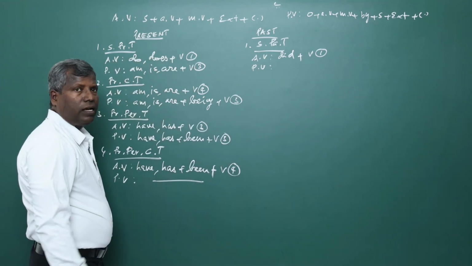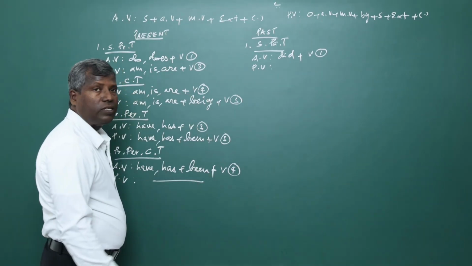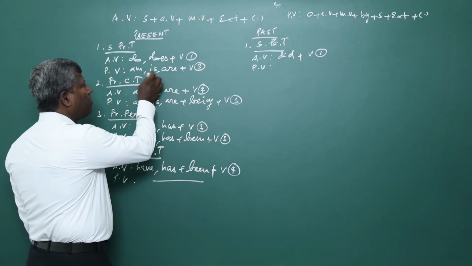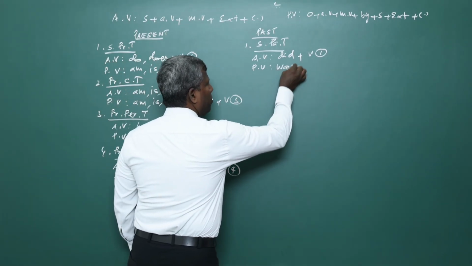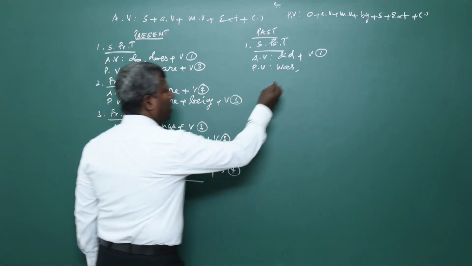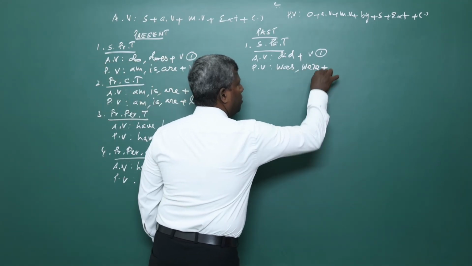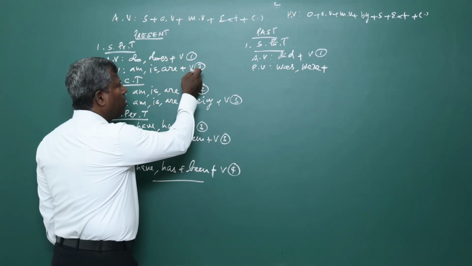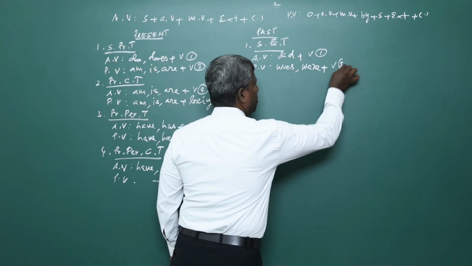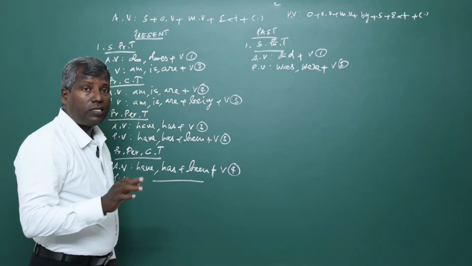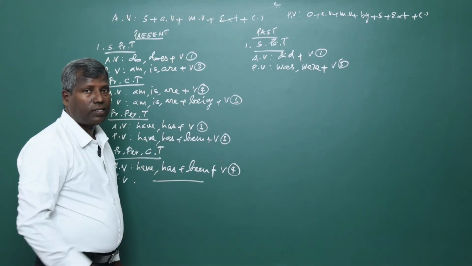Then what are the auxiliary verbs we use for passive voice and simple past tense? Then what is the past tense of am, is? Was. Then what is the past tense of are? Were. Then which form of the main verb should we use here? We have to use the third form of the main verb. So never forget, changes happen only in auxiliaries.